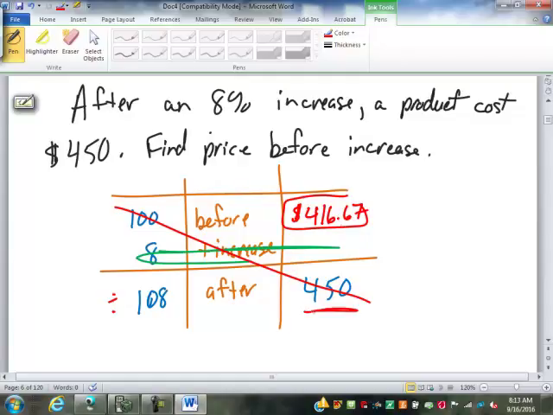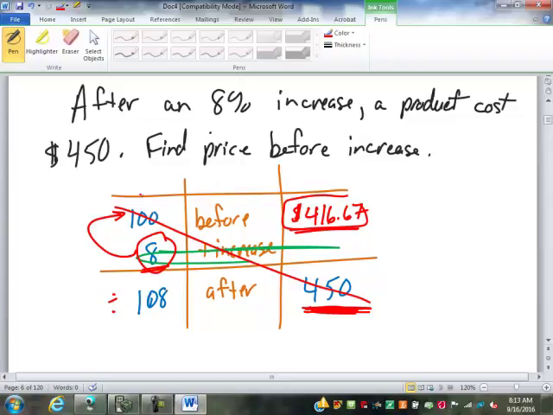If you had just found 8% of 450 and subtracted it, you'd come out at 414 or 415. Why does that not work? Because the 8% does not come out of 450, it came out of the price before the increase. You cannot find 8% and subtract it because this is not 100%. The 8% applies to whatever was connected to the 100%, the starting amount. And if you don't have the starting amount, you cannot find the 8% and add or subtract it.